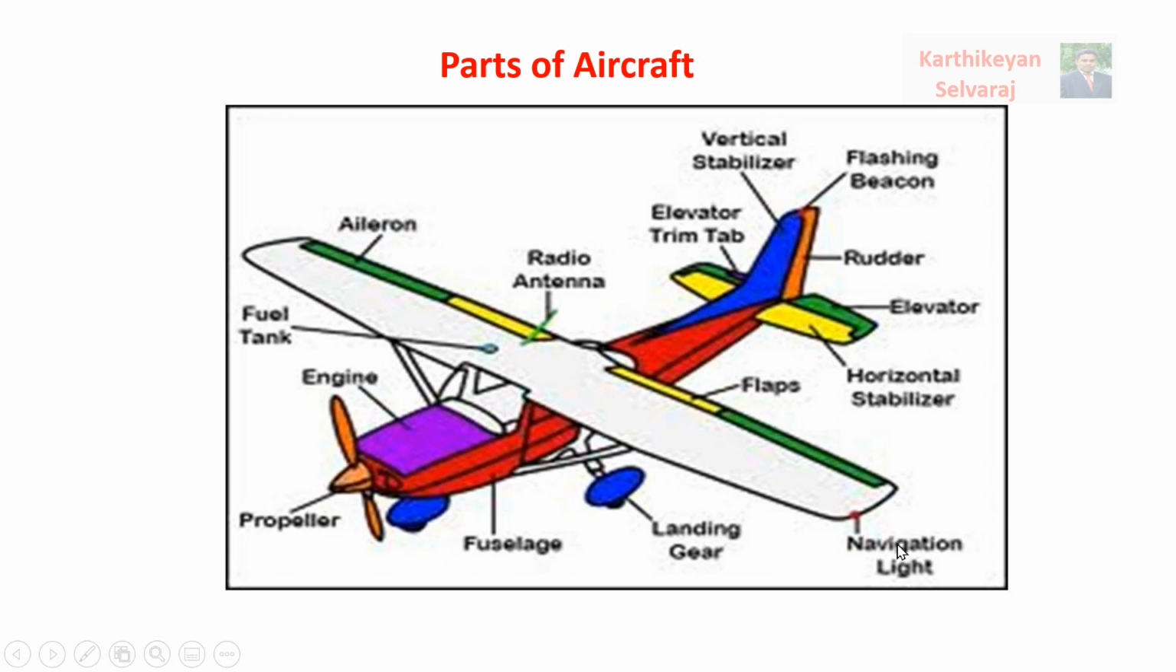And you can see the navigation light. The navigation light will be available at the tip of the wing section. Okay, what is the meaning of tip? This is the wing section in total. The part of the wing section which is fixed onto the fuselage is called the root of the wing section, and the other end, which is totally free to the atmosphere, is called the tip of the wing section. So this is the root of the wing section, this is the tip of the wing section.